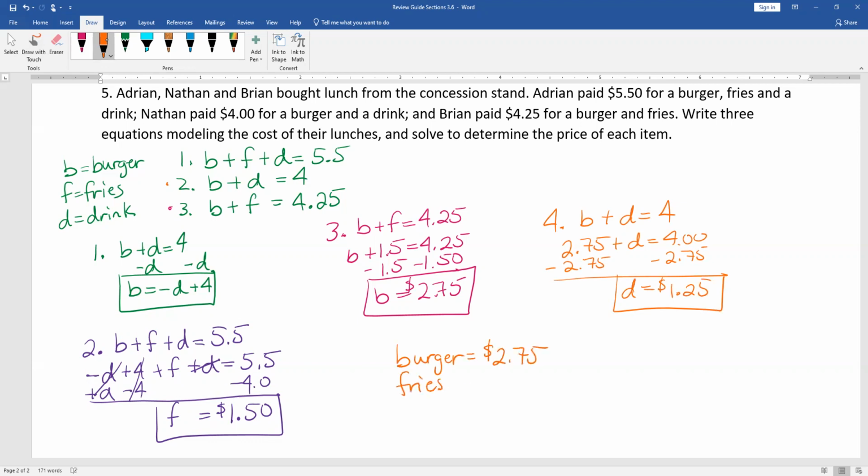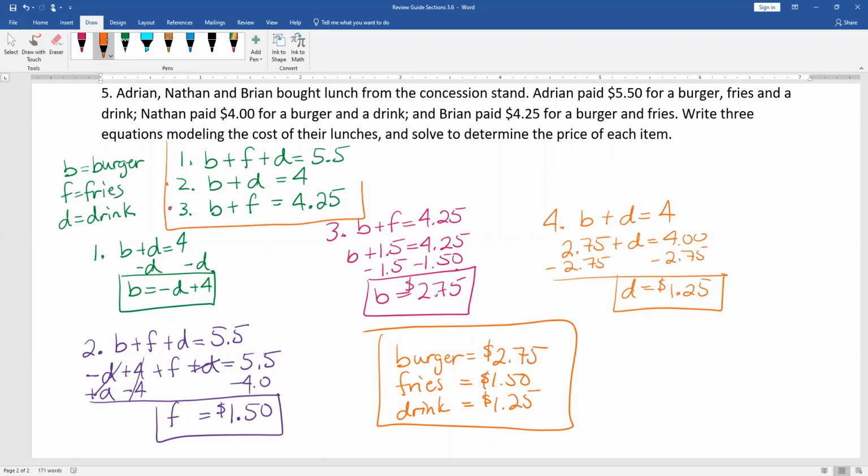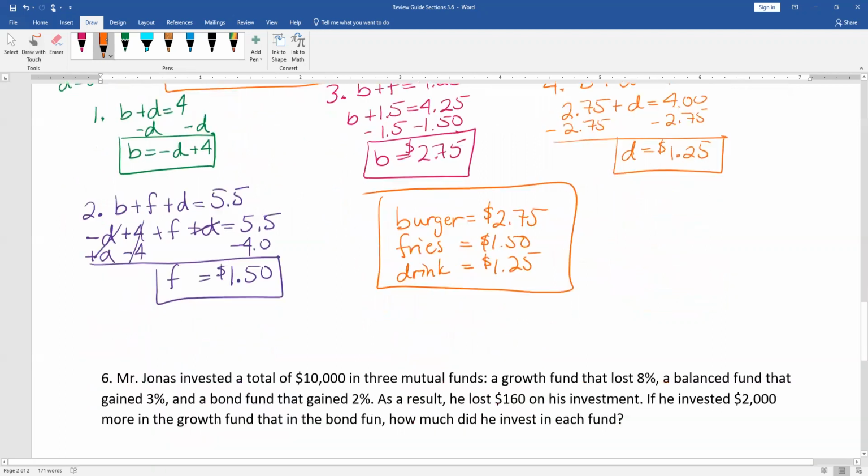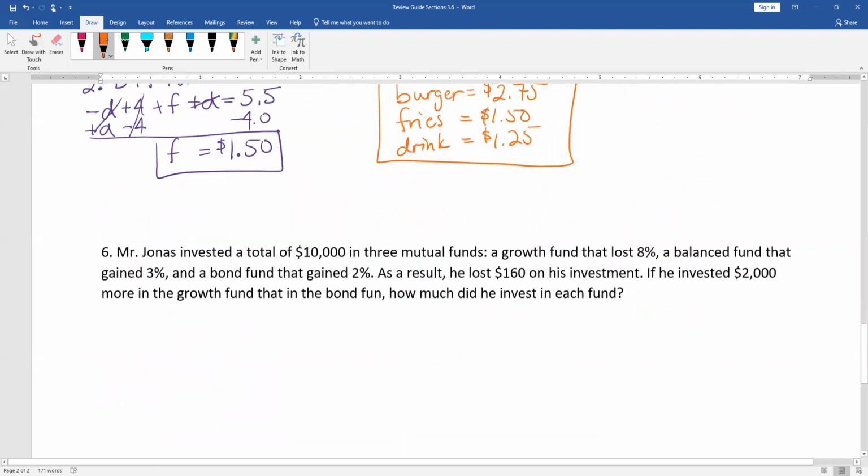Fries are $1.50. A drink, $1.25. All right, we're good. And that's the other part. We needed those two.